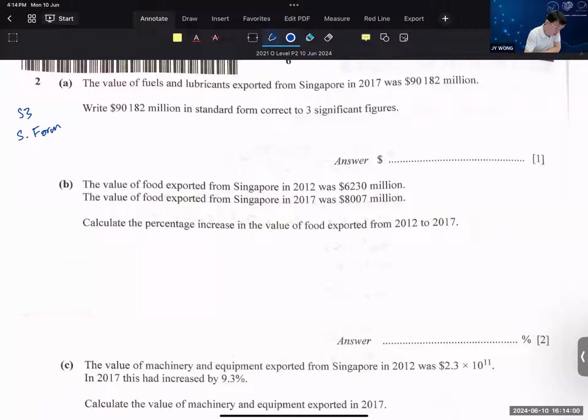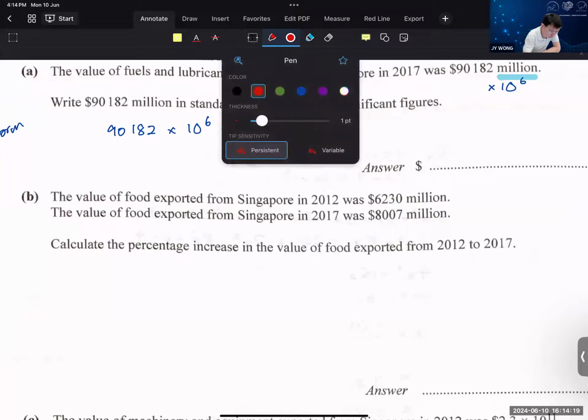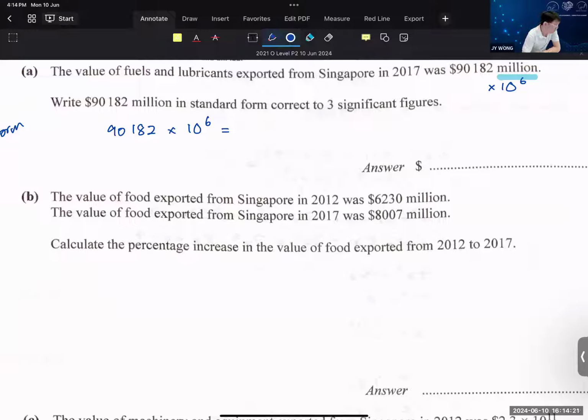The first thing you can do is to understand that million is 10 to the power of 6. Correct? So you have 90182 times 10 to the power of 6. And then to convert it to standard form, you visualize the decimal point jumping 1, 2, 3, 4 spaces, right? So that will give you another 10, 6 plus 4 to give you 10 to the power of 10. So it gives you 9.0182 times 10 to the power of 10.